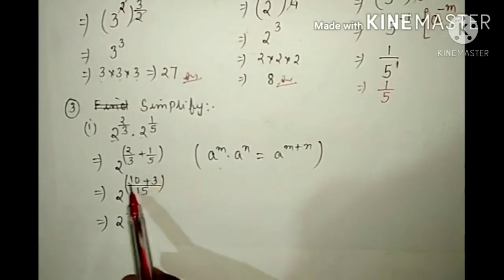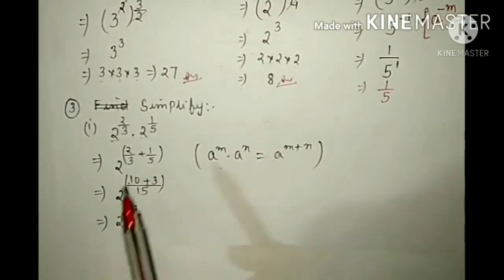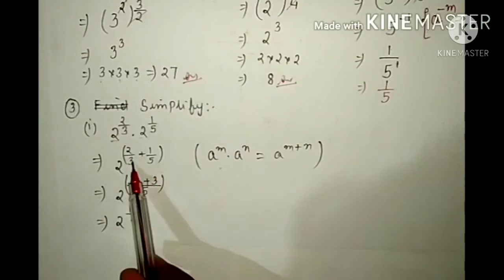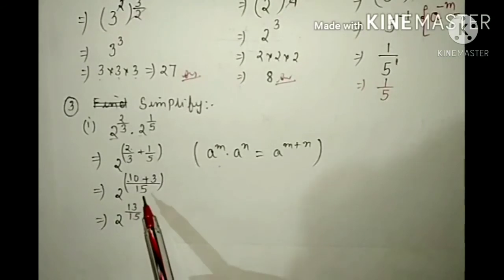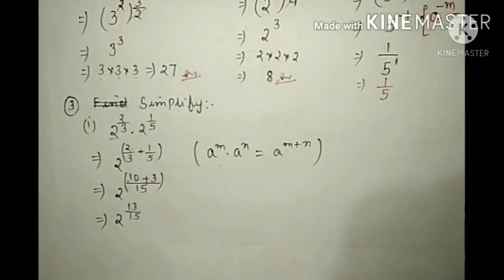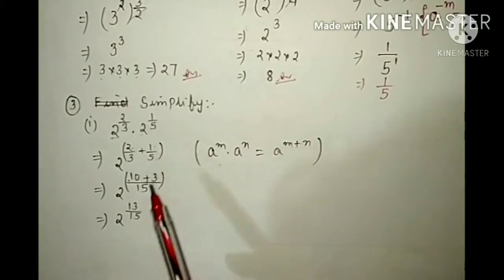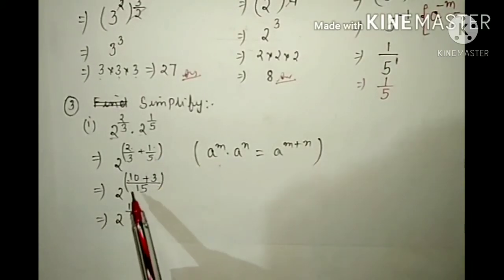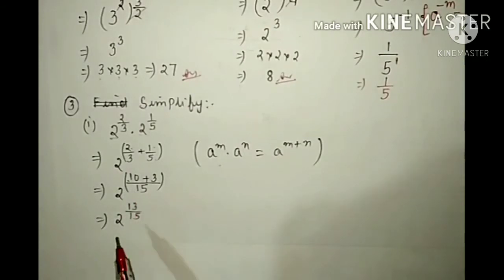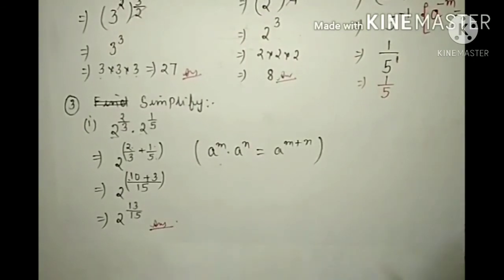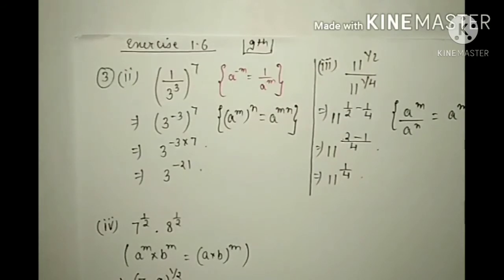LCM of 3 and 5 is 15. So 15 divided by 3 is 5, and 5 into 2 is 10. Again 15 divided by 5 is 3, and 3 into 1 is 3. So this will become 2 की पावर 10 plus 3 divided by 15, which will be equal to 2 की पावर 13 upon 15. So this is your answer.